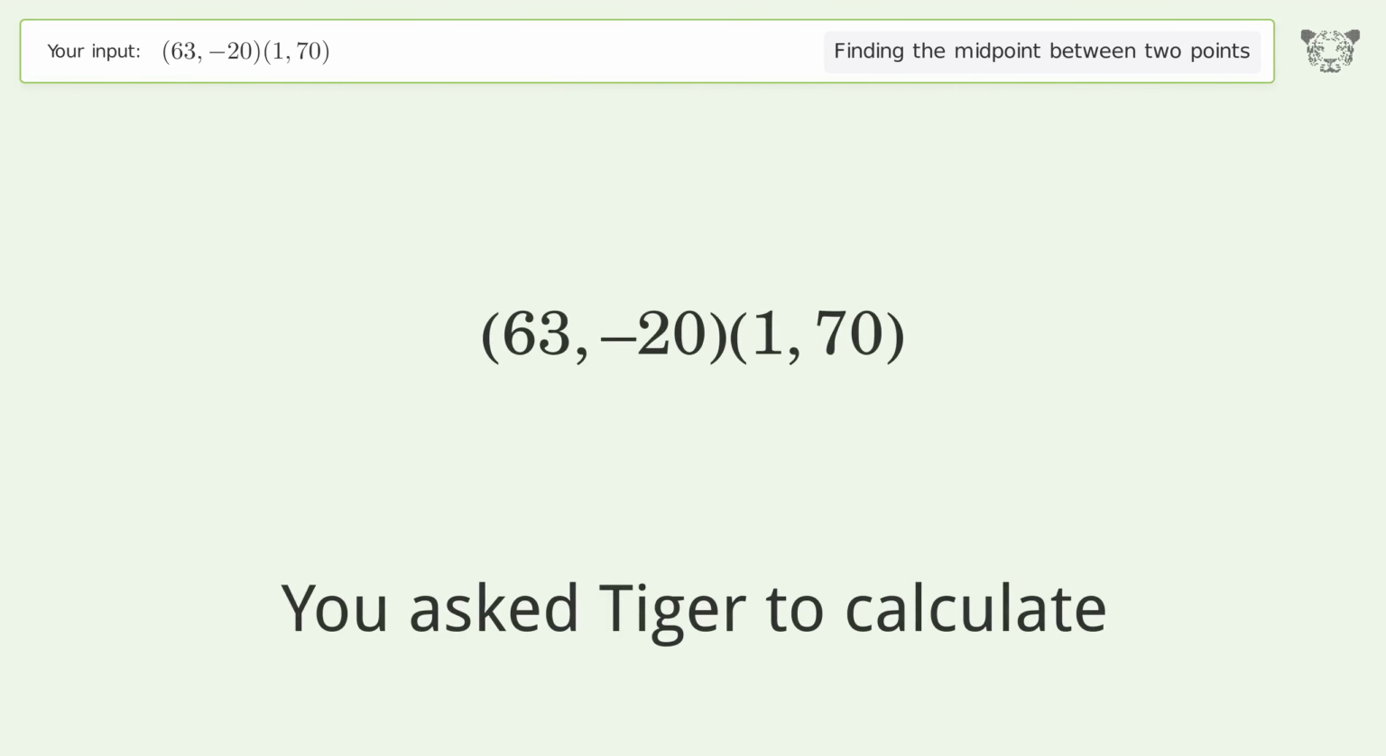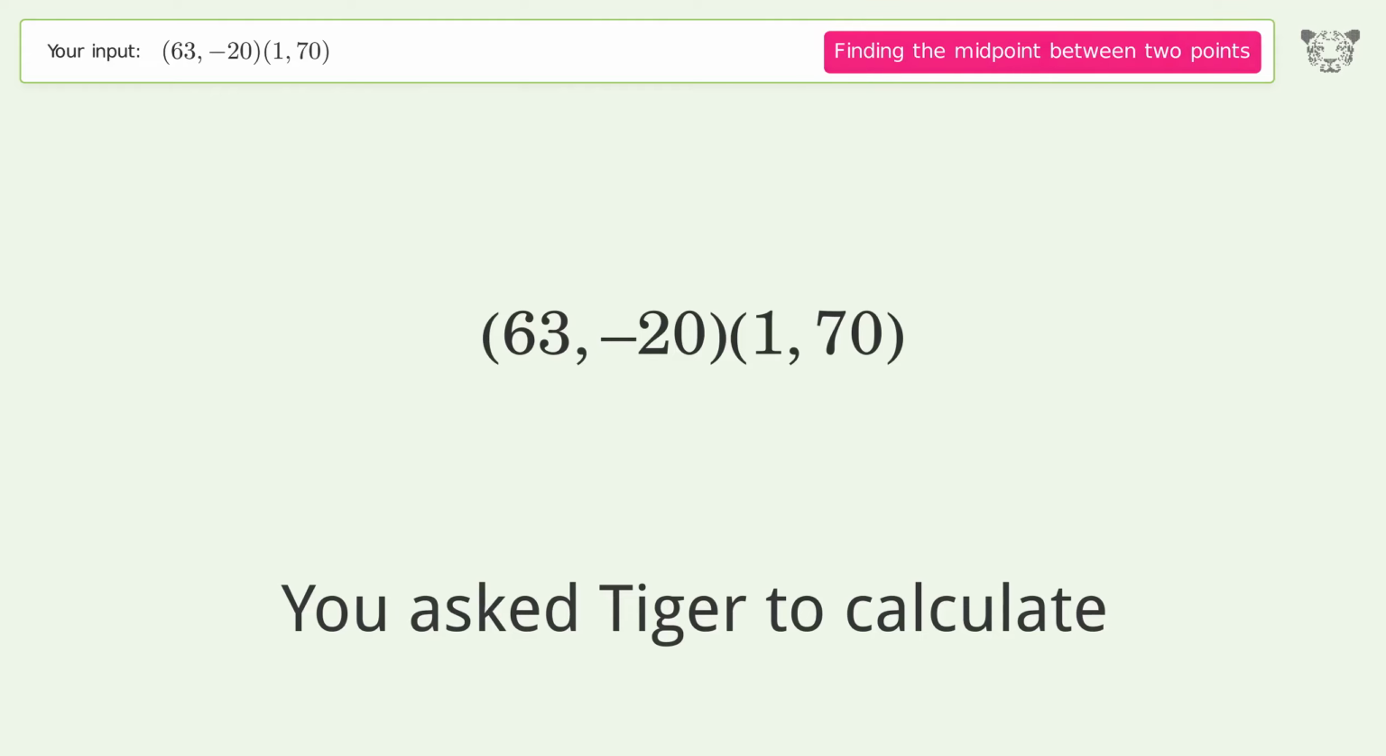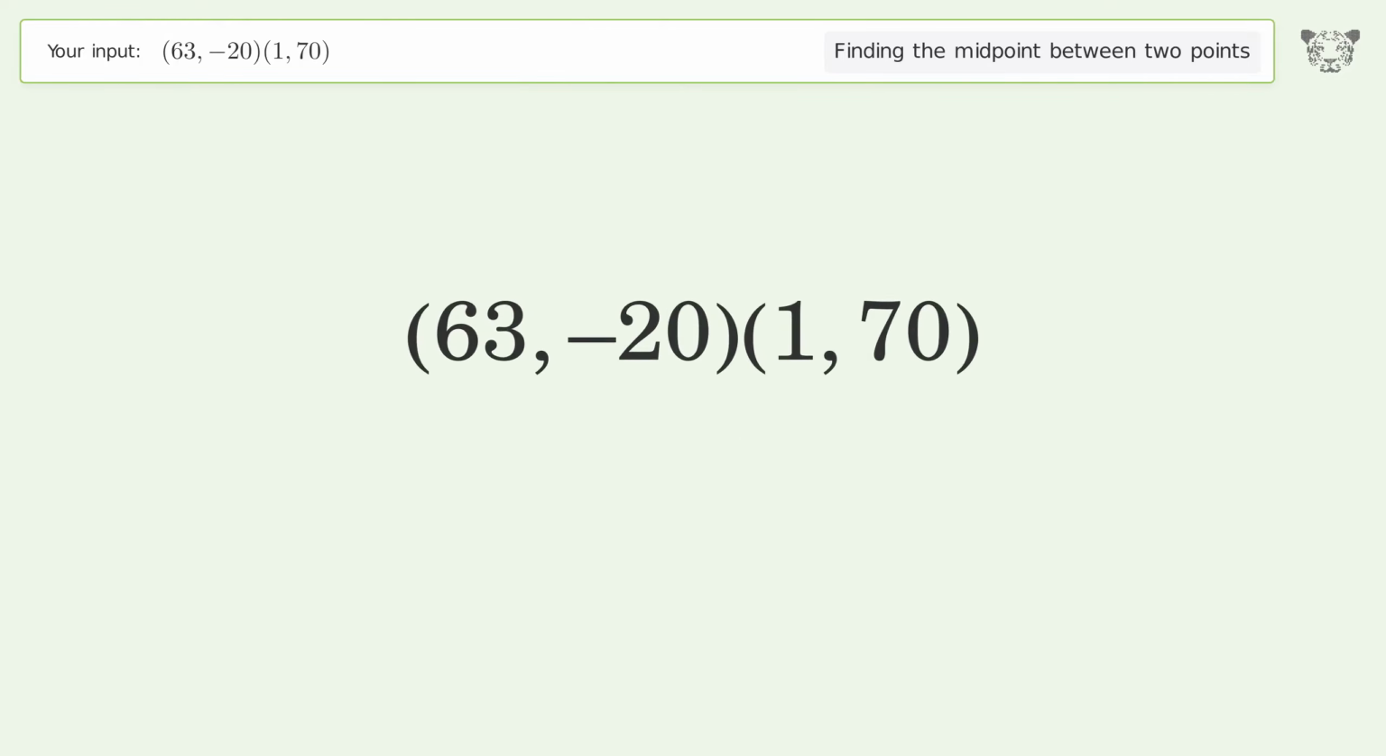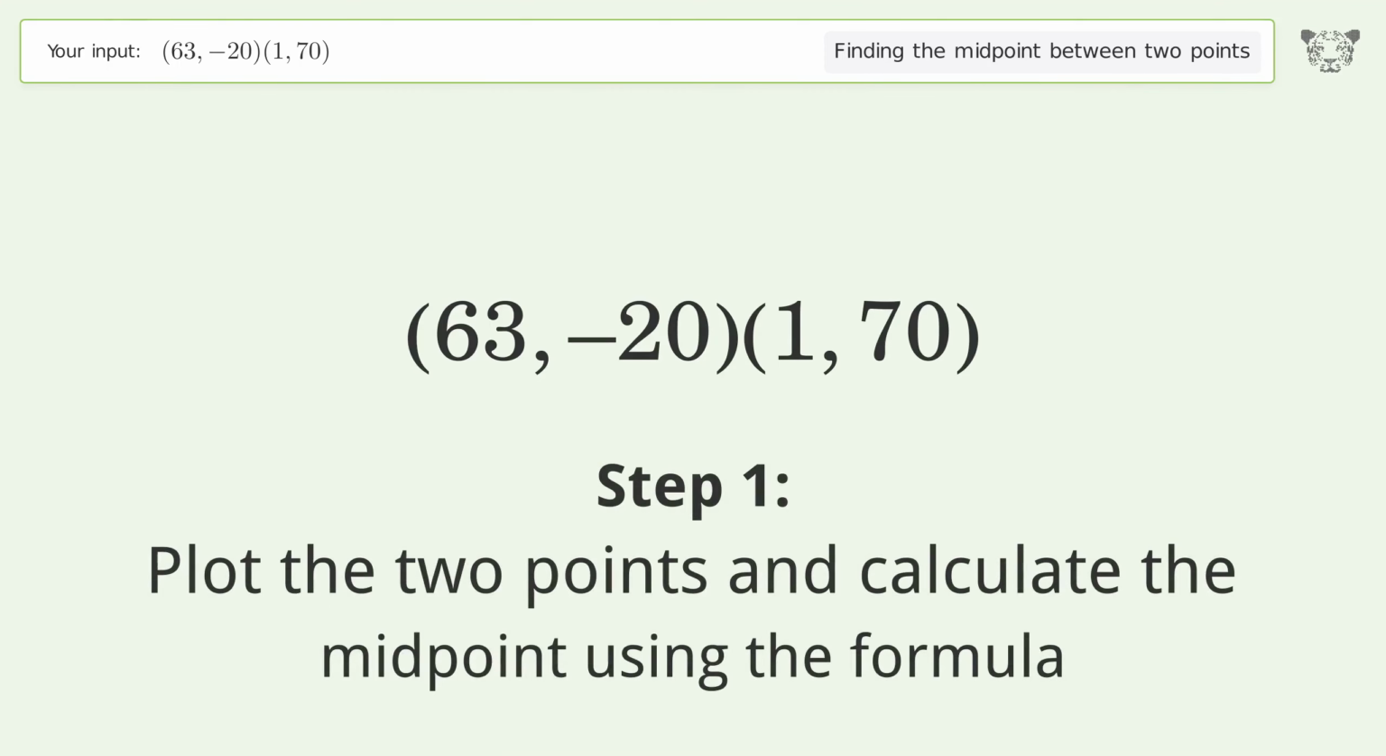You ask Tiger to calculate. This deals with finding the midpoint between 2 points. The midpoint between the 2 points is (32, 25). Let's solve it step by step. Plot the 2 points and calculate the midpoint using the formula.